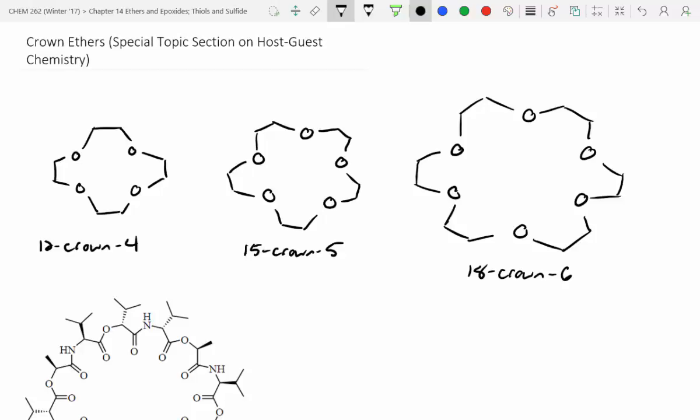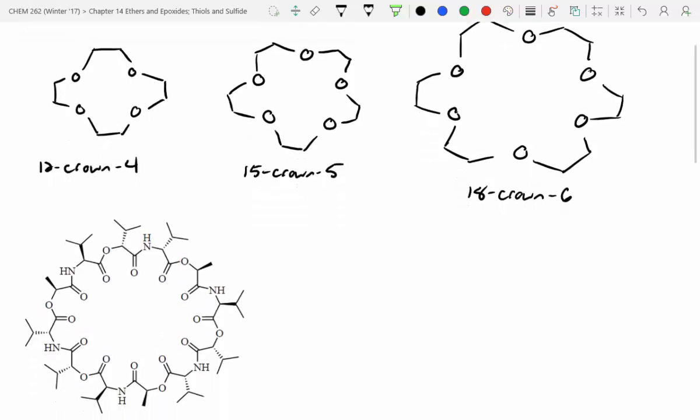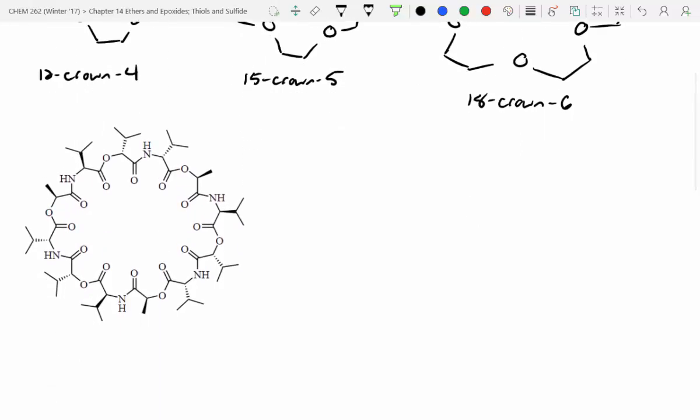In fact, there were a couple of Nobel Prizes awarded to the chemists that were working on these crown ethers. And a lot of these were derived from nature. So I've got this pseudo crown ether drawn below. And this is a really cool drug called valinomycin. And what they noticed with valinomycin is that it binds potassium ions really, really well. In fact, it binds potassium ions 1,000,000 times more tightly than sodium.